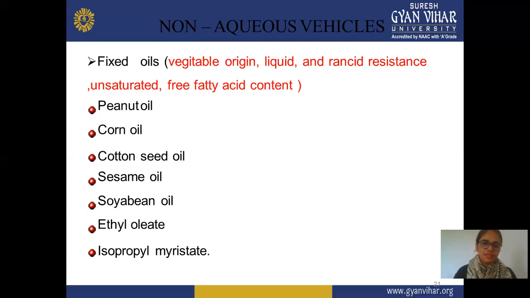Next is non-aqueous vehicle. In this, fixed oil is mainly used, or oil type solutions. Fixed oils of vegetable origin, liquid, rancid resistant, with unsaturated and free fatty acid content, are mostly used. Other than this, you can also use peanut oil, corn oil, cottonseed oil, sesame oil, soybean oil, or ethyl oleate or isopropyl myristate. So these are examples of non-aqueous vehicles that you use for your parenteral formulation.